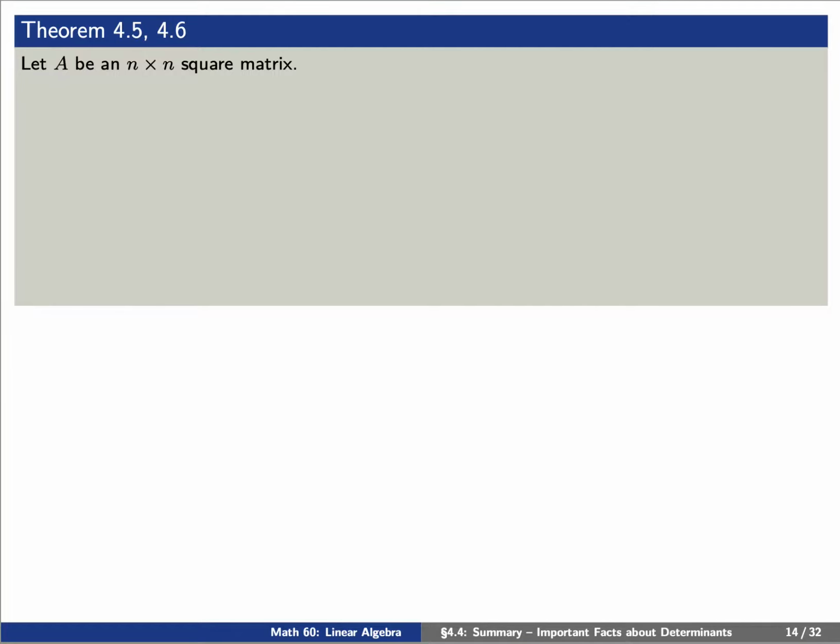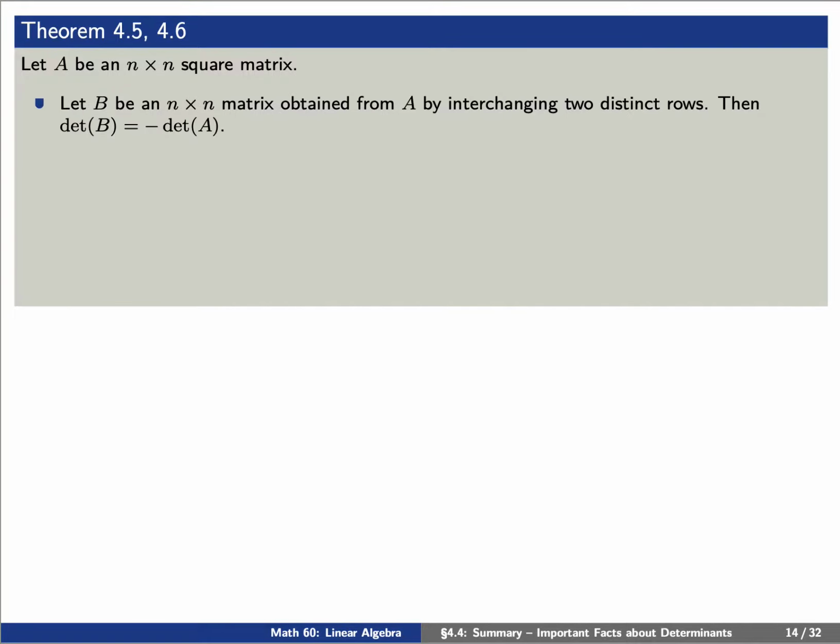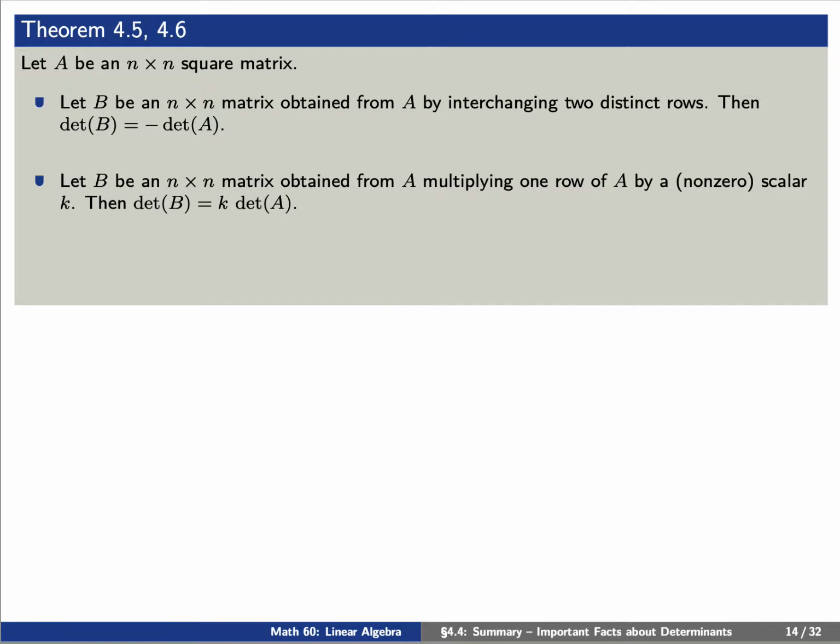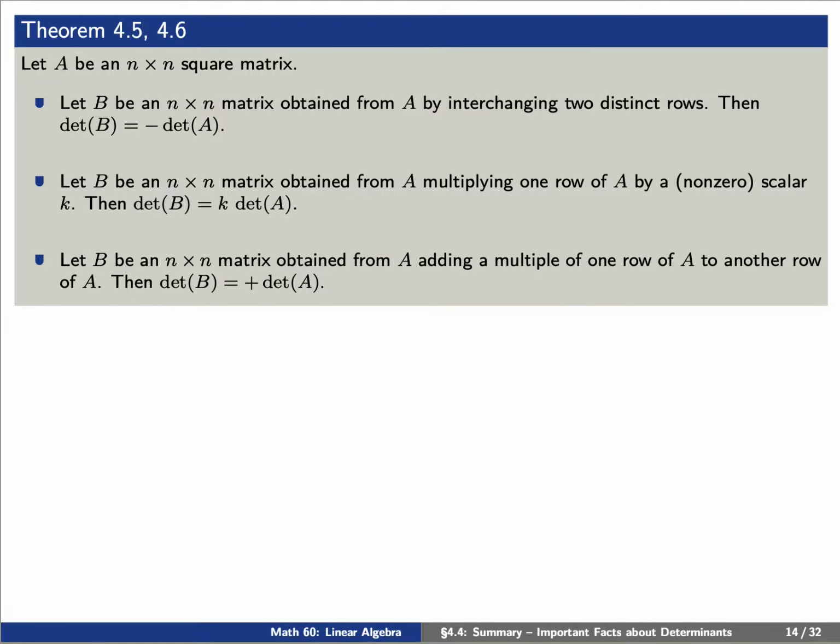Theorems 4.5 and 4.6 explain how the determinant changes under an elementary operation. Let's say that B is a matrix obtained from A by interchanging two distinct rows. Then the determinant of B is negative the determinant of A. Let's say that B is obtained from A by multiplying one row of A by a non-zero scalar. Then the determinant of B is that scalar times the determinant of A. And finally, let's say that B is obtained from A by adding a multiple of one row to another. Then the determinant of B equals the determinant of A.